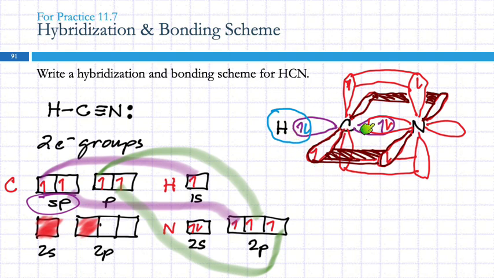So this carbon-nitrogen bond here, this one in the middle, is that a sigma bond or a pi bond? It's a sigma because it's end-to-end. Hybrid orbitals always make sigma bonds. So that's a sigma bond.